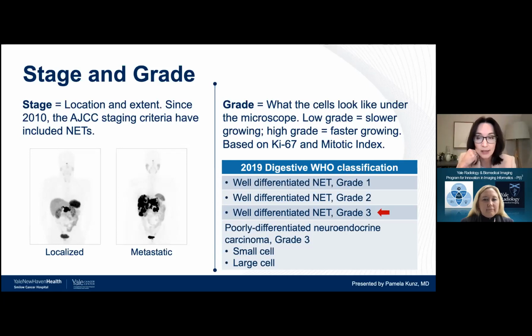What I didn't put on this slide is the breakdown of the Ki-67 and mitotic index, but really the takeaway from this is that clinically we treat the grade 1 and 2 well-differentiated NETs very similarly. This well-differentiated grade 3 NET is a relatively new category. I think that we have to treat based on the individual patient's biology, bulk of disease. The poorly differentiated neuroendocrine carcinomas are treated very differently. That will not be the primary topic of the subsequent slides on treatment. Those patients are typically treated with platinum etoposide.